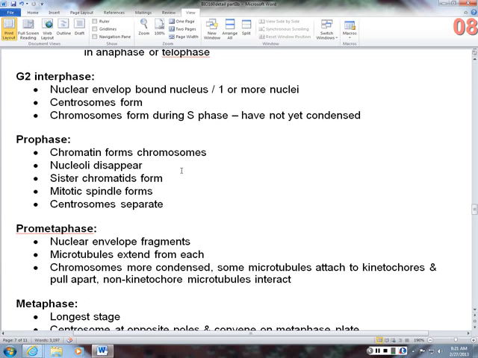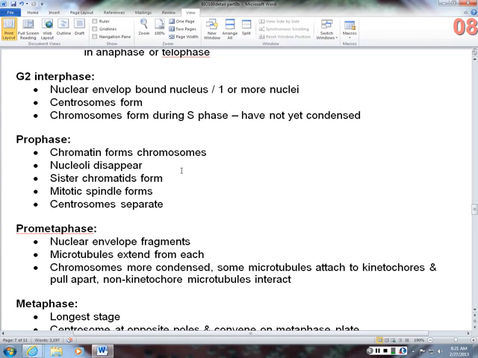So when we move into prophase, I know this is kind of hard to see from a distance, but you're welcome to come up and look at the model at any point. Your chromatin is going to form chromosomes. So the little X-like thingies in here are your chromosomes. Your nucleoli is going to disappear. So part of it is here. It's starting to break down. That's going to go away altogether.